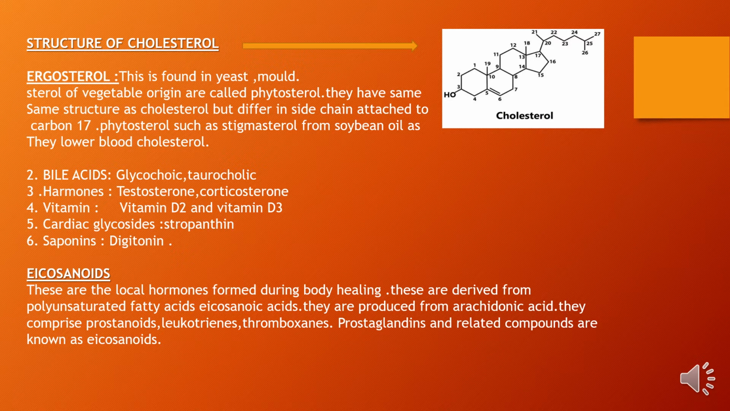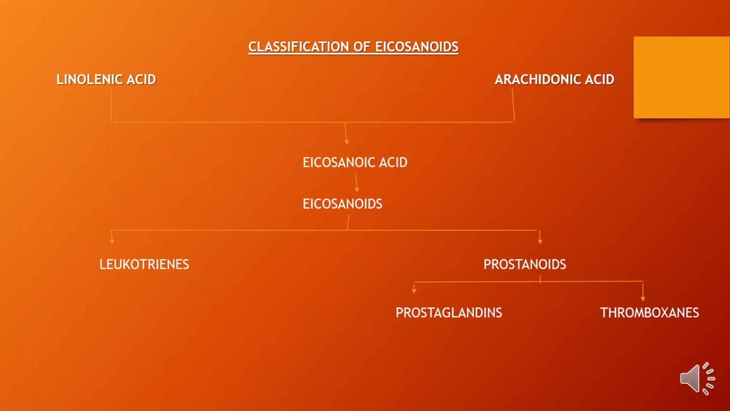So it is also important to know the classification of eicosanoids. Linolenic acid and arachidonic acid both make eicosanoic acid. After that it makes eicosanoids, and eicosanoids are further divided into leukotrienes and prostanoids, and these are further classified into prostaglandins and thromboxane.